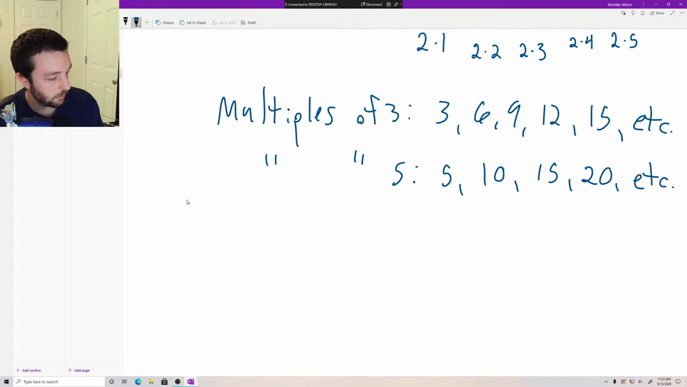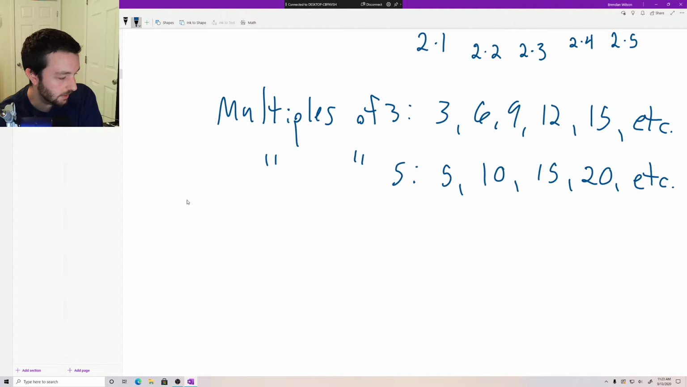In section 2.4, there's a table where it lists all the multiples of 2 through 9. It lists them all the way up to the 12th multiple, so when you multiply the number by 12. So it's a nice table. Definitely take a look at that if you want some more examples.